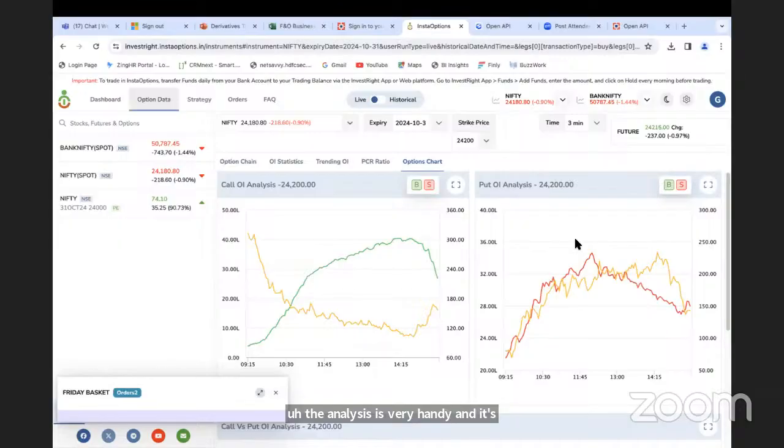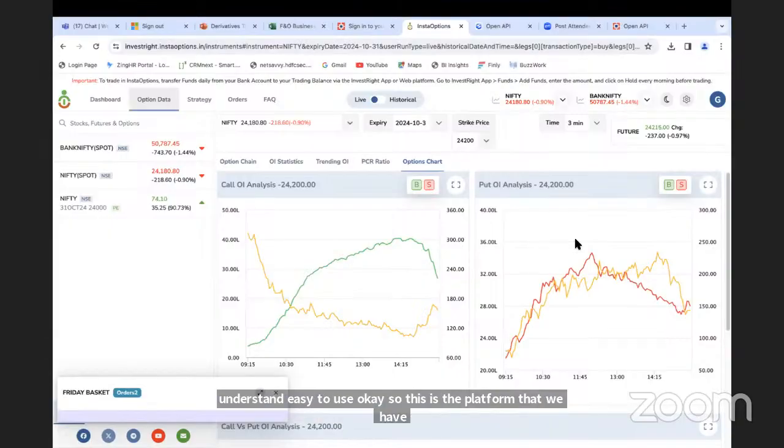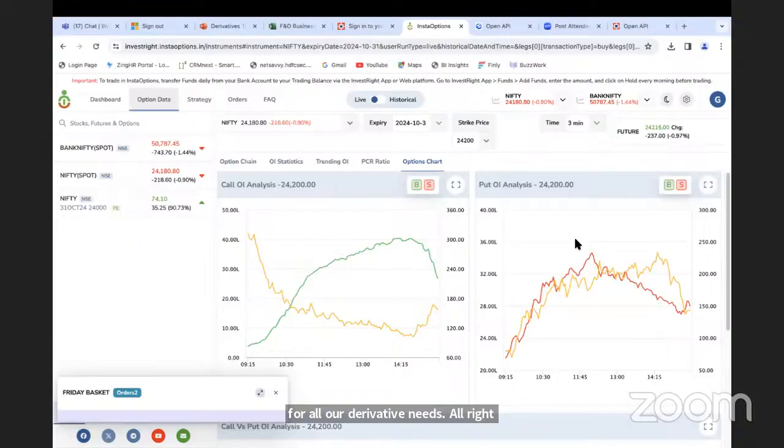Okay, so this is the platform that we have for all our derivative needs. All right, so these are very much trader specific features that we have got in this particular platform.